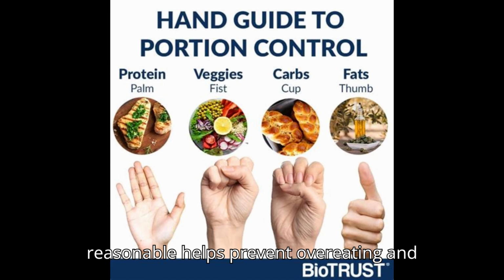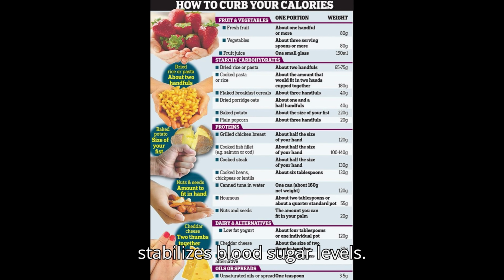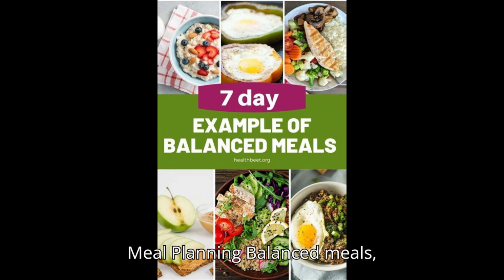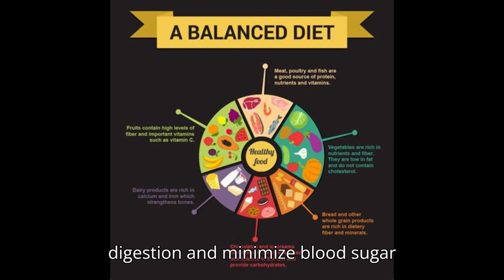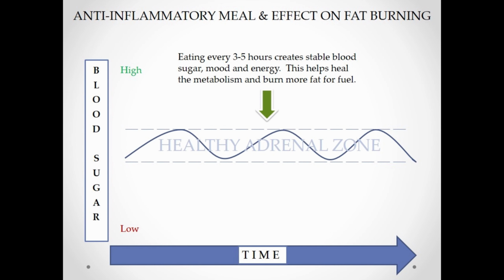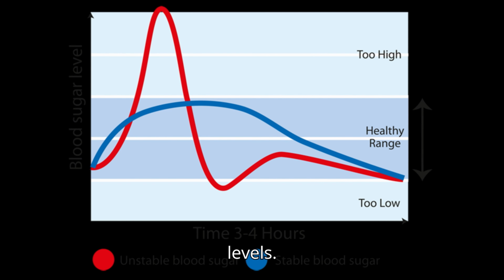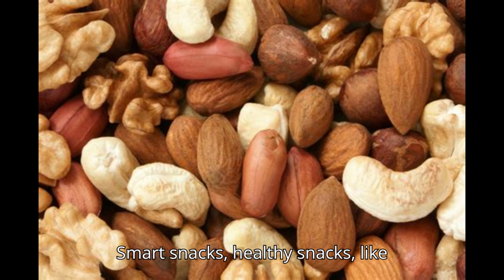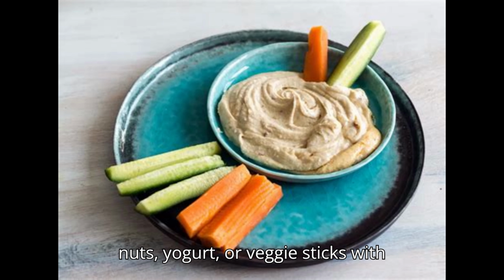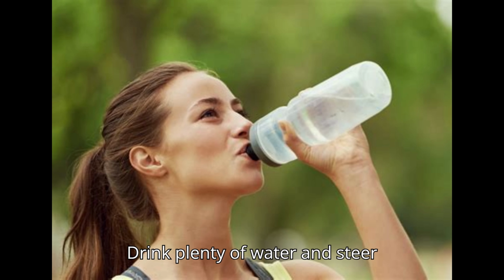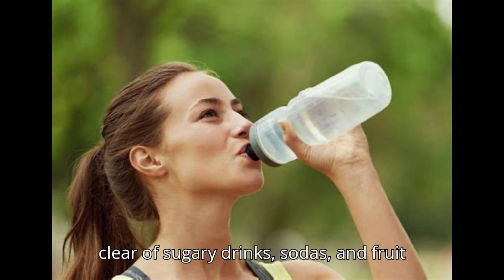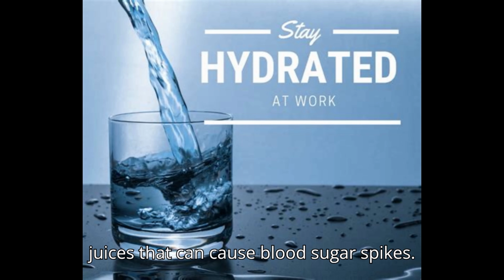Portion control. Keeping portion sizes reasonable helps prevent overeating and stabilizes blood sugar levels. Meal planning. Balanced meals. Combine lean proteins, healthy fats, and fiber-rich carbohydrates to slow digestion and minimize blood sugar spikes. Consistency. Aim to eat at the same times each day to maintain stable blood sugar levels. Smart snacks. Healthy snacks, like nuts, yogurt, or veggie sticks with hummus, can help keep blood sugar in check.